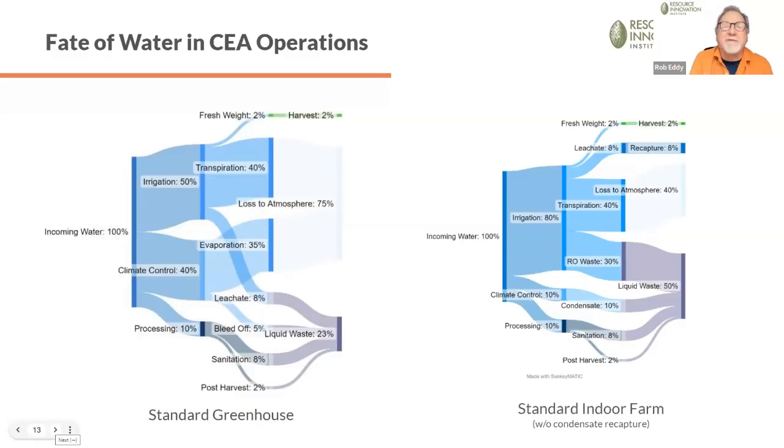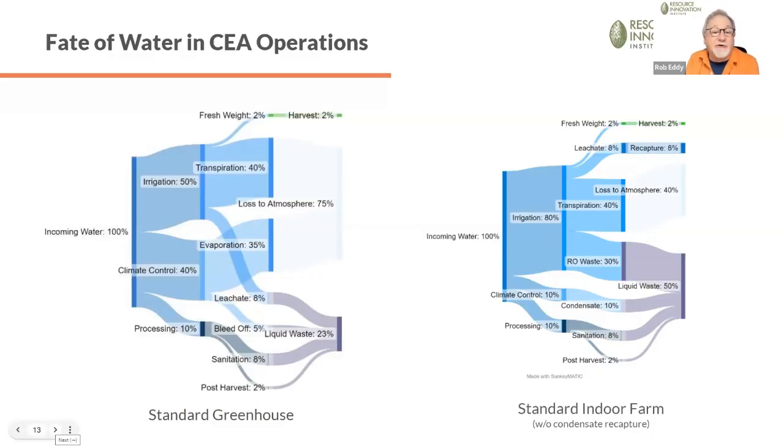You may not have thought about this before. I know that I hadn't. It's kind of silly until I started writing this guide. Of the water, only 2% of it ends up in the plant at harvest. Most of it is lost to the atmosphere, either through transpiration through the plant pores or evaporation from the cooling pads that most greenhouses use, evaporative cooling pads. So most of it is just gone. And that's a problem. We really would like to recapture that if we could.